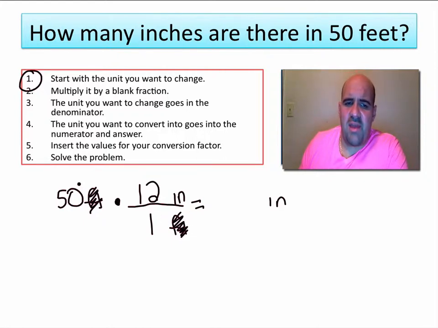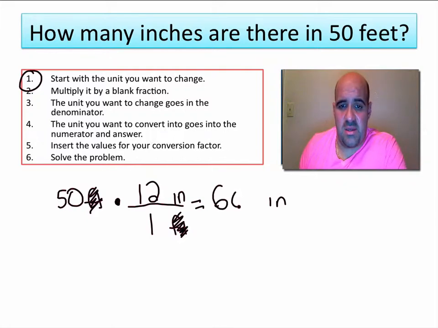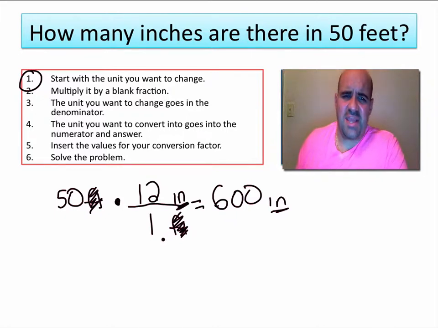So we multiply across 50 times 12. Divide by the bottom number. The bottom number in this case is 1. So our final answer is just 50 times 12 or 600 inches. Because we have an inch here and we still have an inch over here that was not canceled. And that's generally how we convert units.